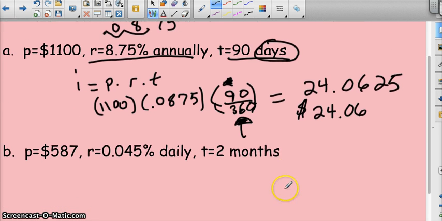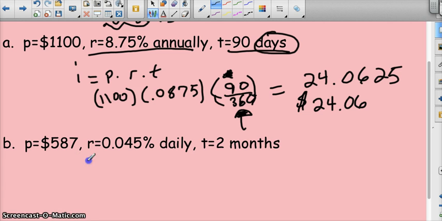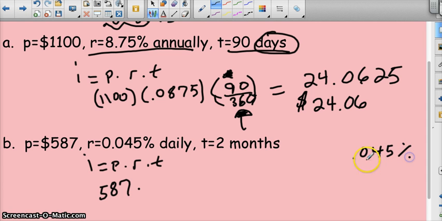See if you get it. Going to do the same thing. I equals P times R times T. Now, our principal is $587. Now, I know it looks weird, but we absolutely have to convert our rate to a decimal. And you may look and go, well, it is a decimal. It's 0.045%, but it's still a percent. The fact that it's still a percent means you still have to roll that decimal place 2 places to the left and insert zeros. Our rate should be 0.00045. That's a tough point right there.